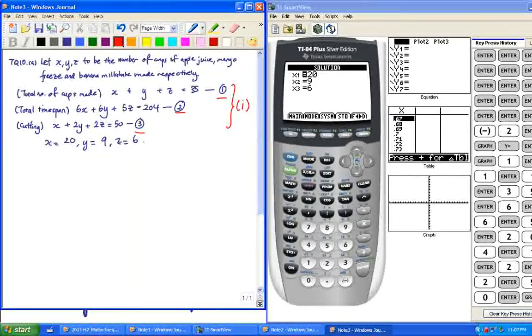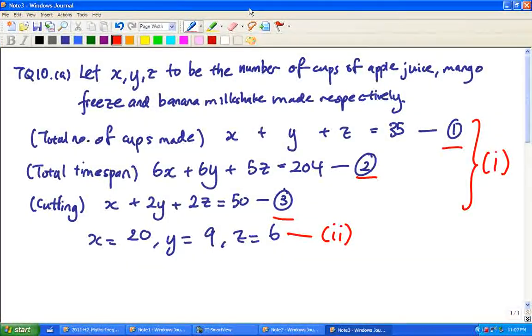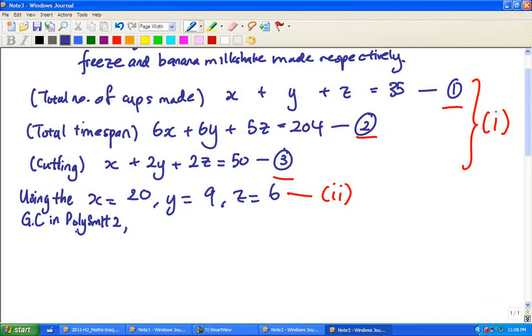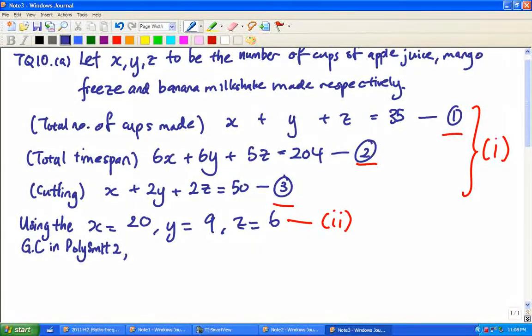Sorry, I forgot to mention one thing. When you are solving the system of linear equations, it is important that you write down what you have used, so using the GC in poly simul 2. Do write this, it is rather important, to show clearly in your working how you have obtained the solution. Alright, so this is for 10 part A.